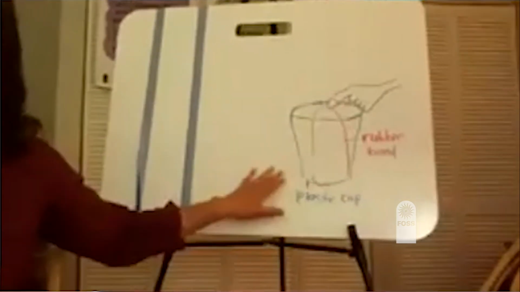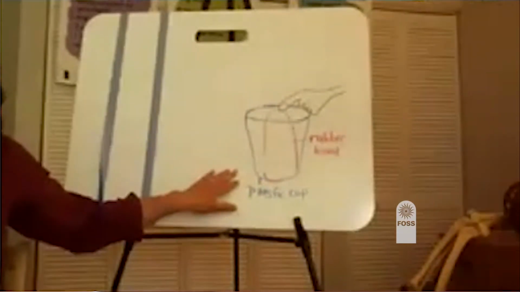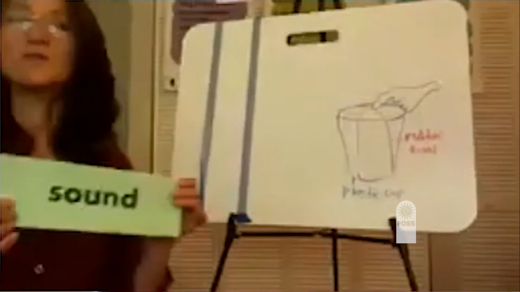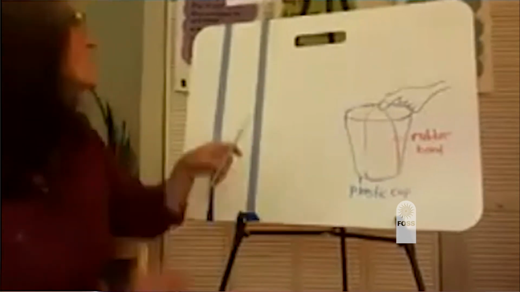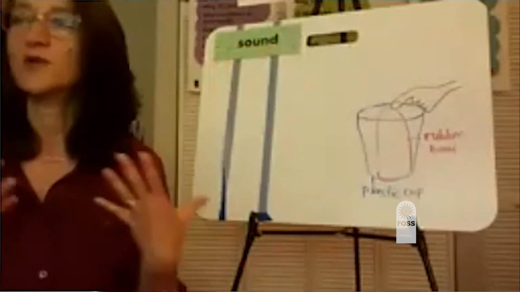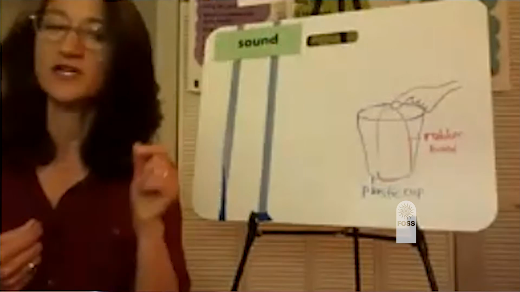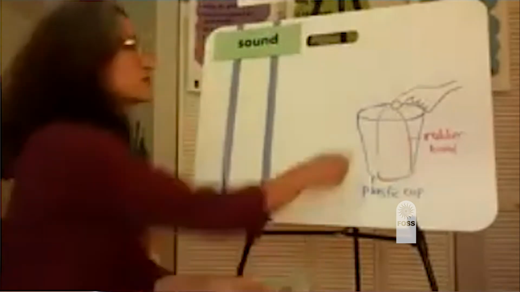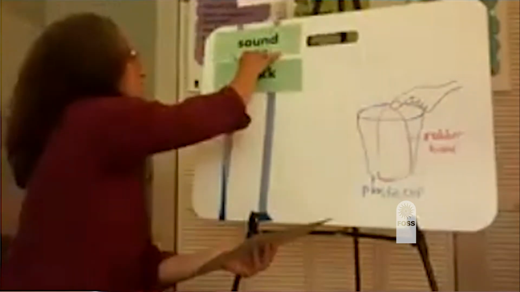And again, one of the biggest things I always say when we're working with any students or anyone learning another language is to make it visual. So I've already drawn my little replica here of the cup, the plastic cup and the rubber band. And I'm going to use the word wall cards that we also have on FOSS Web to reinforce this idea of sound. So sound is what we hear. So I was able to hear a sound when I plucked that rubber band. So when I plucked, I'm going to just add that word here.